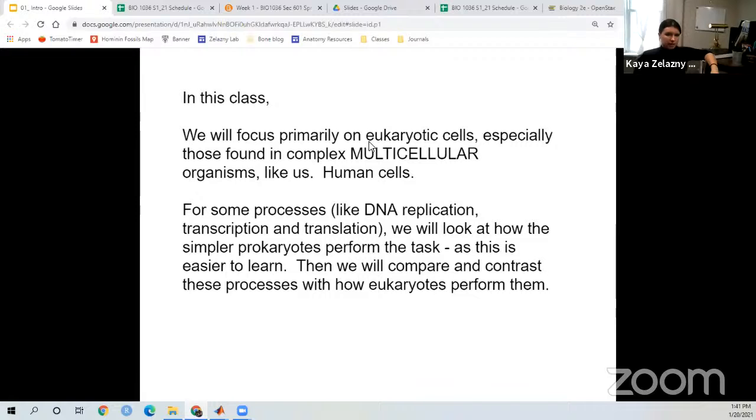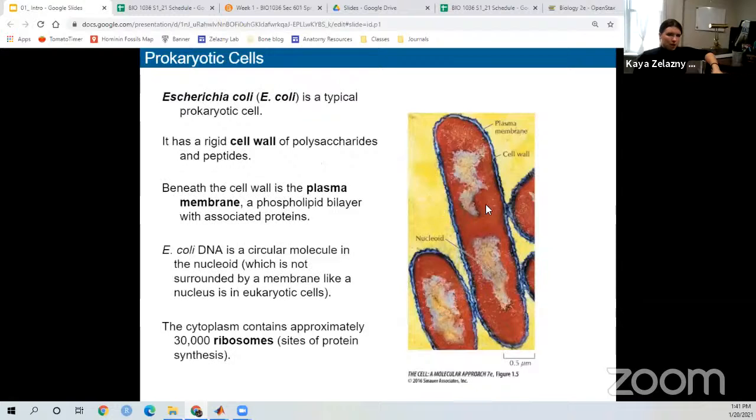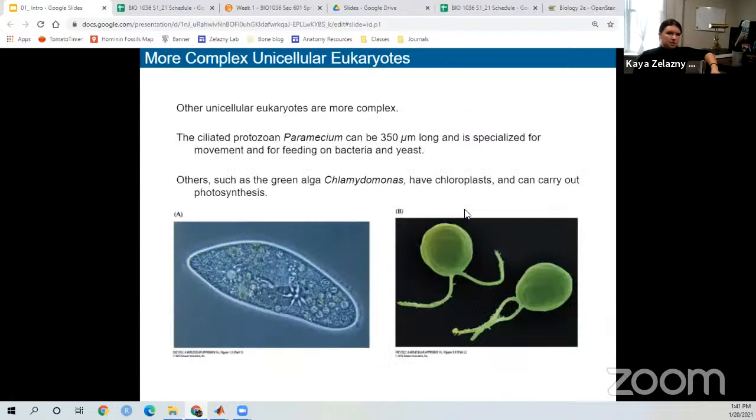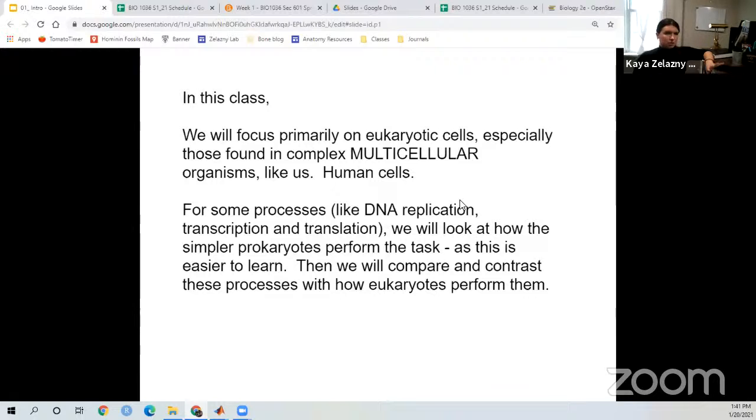When we're talking about eukaryotic cells, what we're really going to be talking about is multicellular organisms like us. We're going to be talking about human cells mainly, because this course is largely to prepare you for A&P. So we're really not going to be focusing on small prokaryotic bacterial cells in this course, but I do want to make sure that you know the difference and know those exist, because another course that this is a prerequisite for is microbiome, which will focus a lot more on those prokaryotic cells.